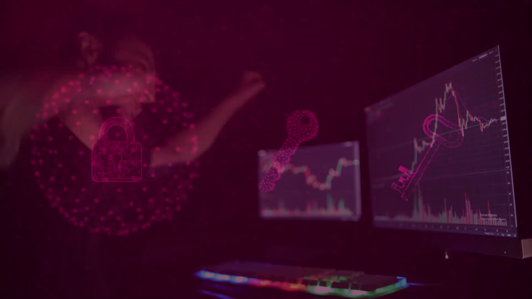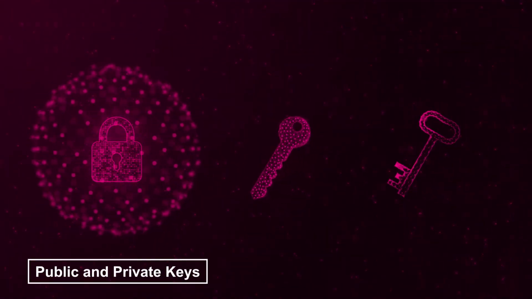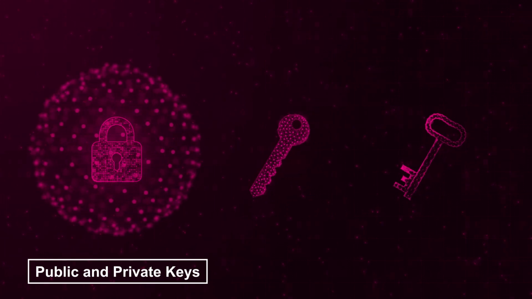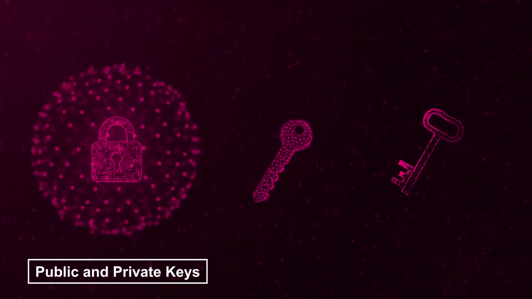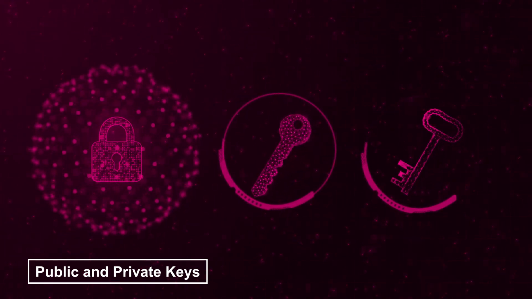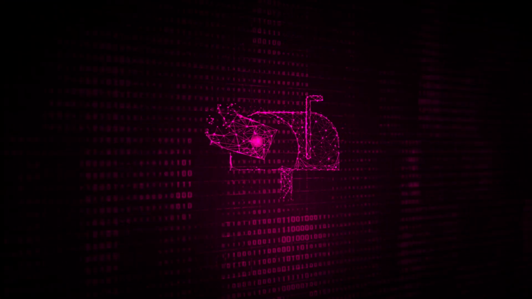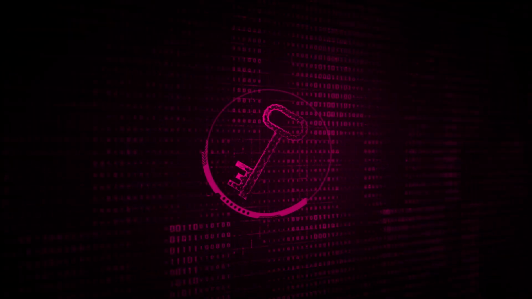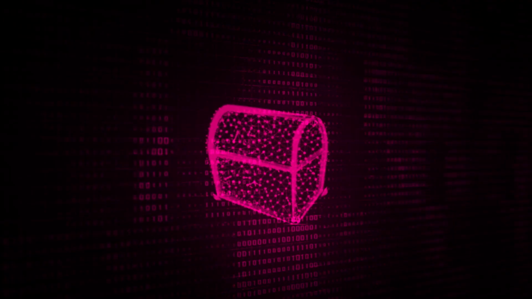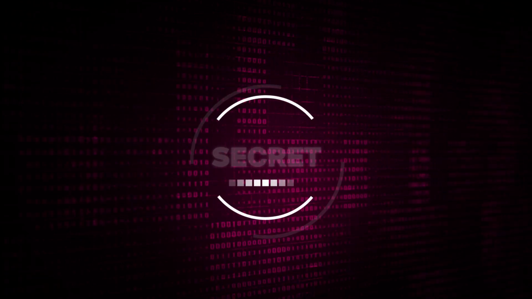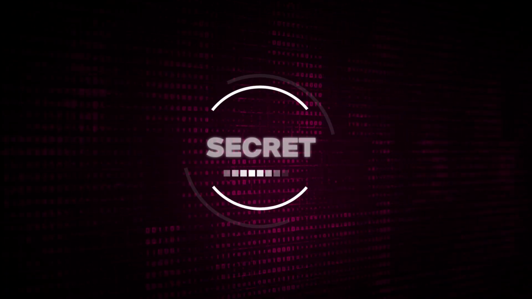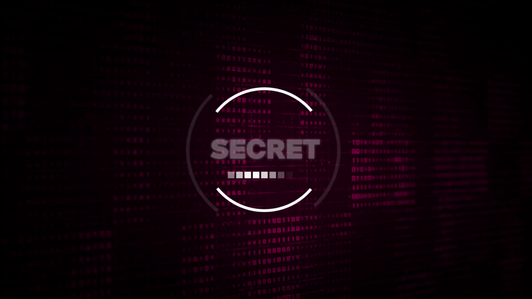Neat, right? Now, you might be wondering, how do you make a transaction on the blockchain? Well, it's quite simple. All you need are two keys, a public key and a private key. Your public key is like your mailbox address, anyone can see it, and it's where people send your money. Your private key, however, is like the key to your safe. It's kept secret, and it's used to sign your transactions. Remember, whoever has the private key has the power.